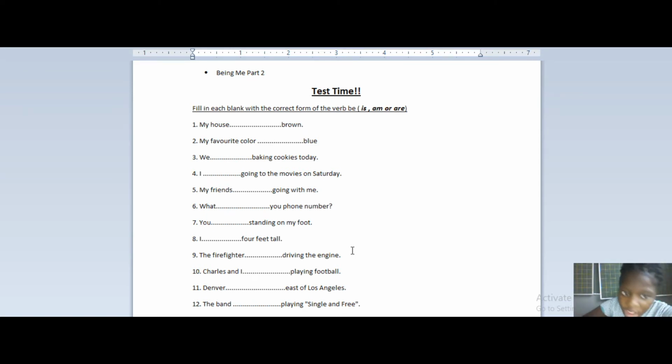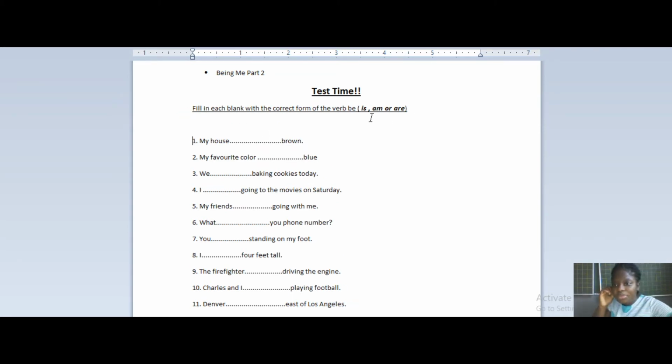The first sentence is: my house dash brown. We studied in the previous lesson, part 1, that we use is when we're referring to one thing. We use are when we're referring to more than one, or the word you, and then we use am with I. So very simple. We're referring to one thing over here, my house. So the correct form of the verb be is is.